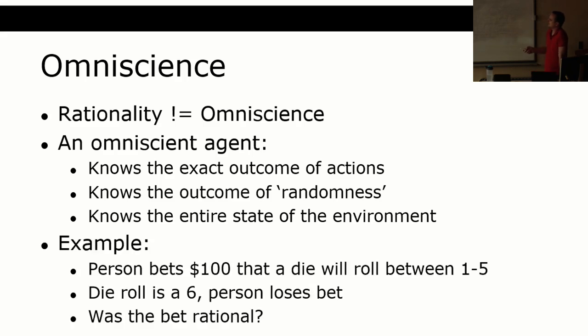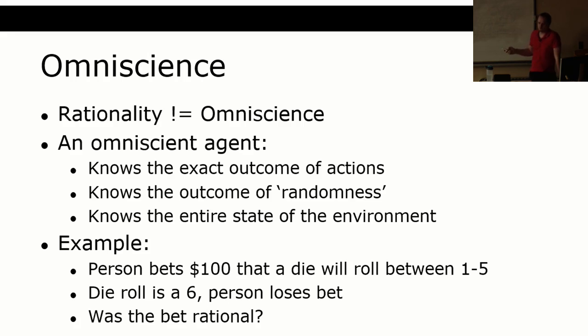So an example here, let's say I bet you $100 that a six-sided die will be between 1 and 5. So if I tell you, okay, if it's between 1 and 5, I owe you $100, but if it's exactly a 6, you owe me $100. Who here would not take that bet? Right? Okay, a couple people. Maybe you really want your $100.